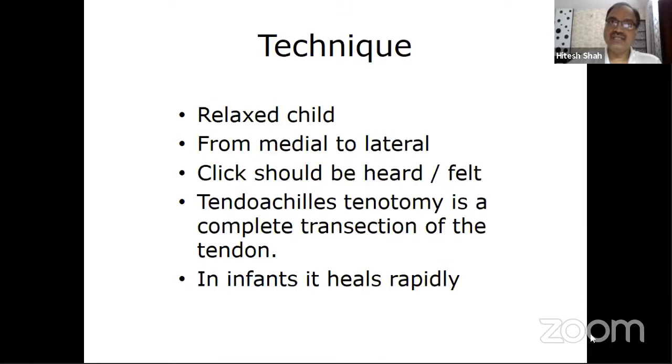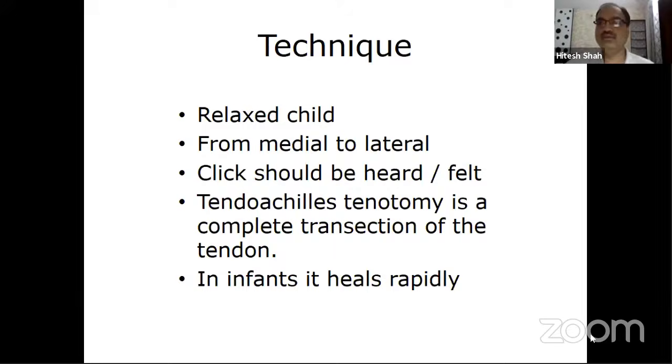The Tendoachilles tenotomy should be done keeping in mind that we should enter from anterior to the Tendoachilles. When we go deep, we can change the direction of the blade from medial to lateral. We should enter from anterior and go from medial to lateral. The complete transection of the Tendoachilles would be heard and felt. It is important that this is done in infants. In an older child, it is a controversial subject.